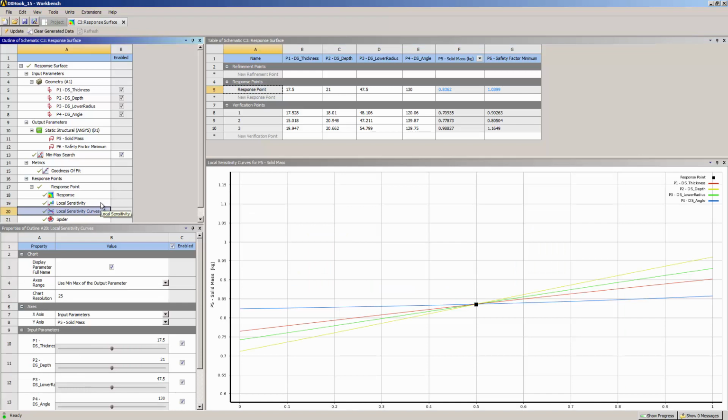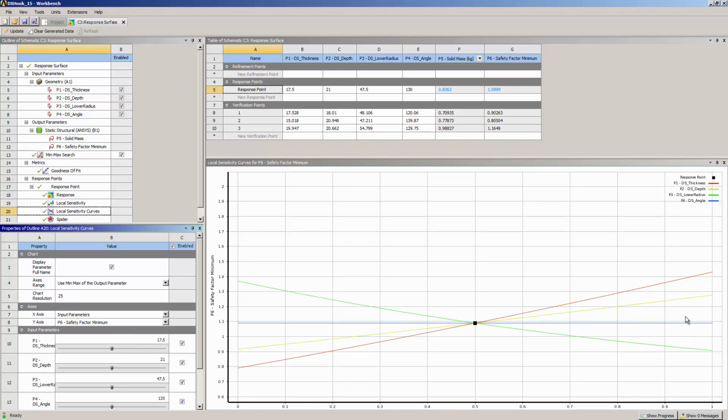In addition to showing an input's impact on one or more selected outputs, it also shows the impact on all the other inputs. For the axis range, I can pick Use Curves Data or Use Min-Max of the Output Parameter. I'll use the Min-Max. I have the option of viewing this chart for either one or two outputs. To start, I'm going to look at the impact of all inputs on a single output, Safety Factor Minimum.